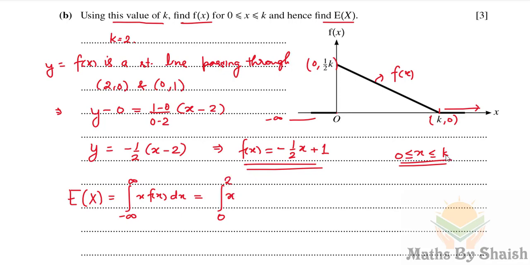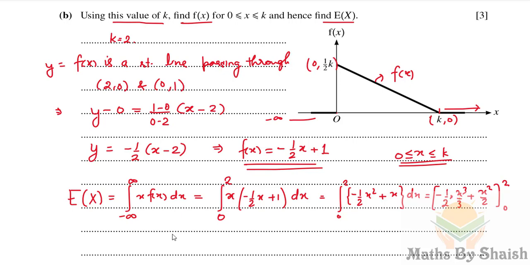And in this region we have just seen that the function f(x) is minus half x plus 1, so it is going to be the integral from 0 to 2 of x times (minus 1/2 x plus 1) dx, that is minus 1/2 x squared plus x dx. Integrating, minus 1/2 x cubed over 3 plus x squared over 2, with limits from 0 to 2.